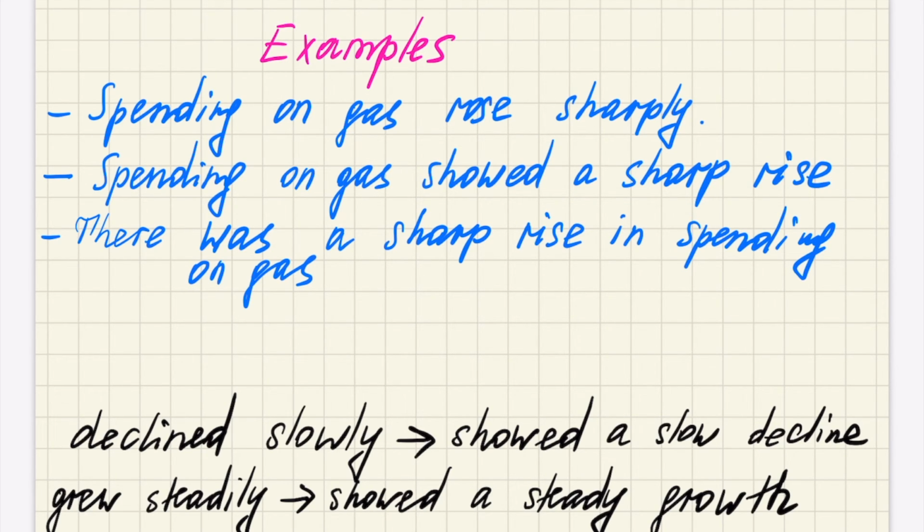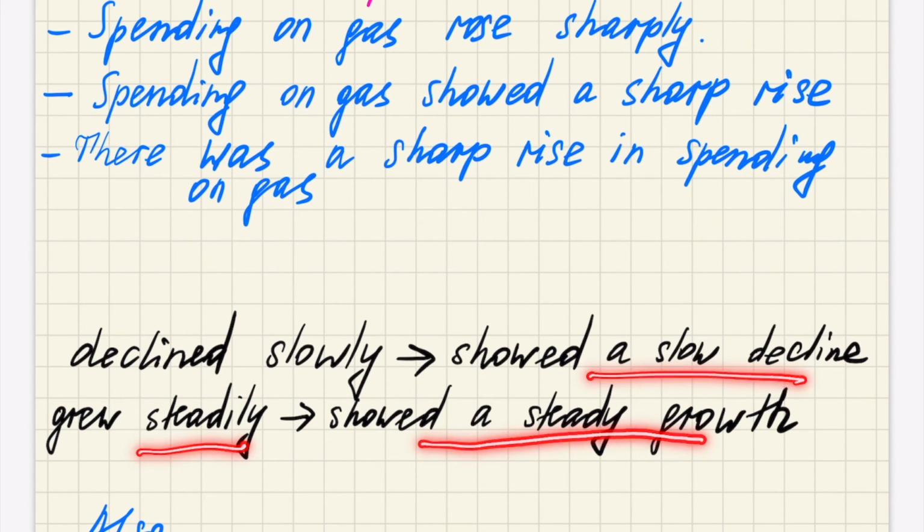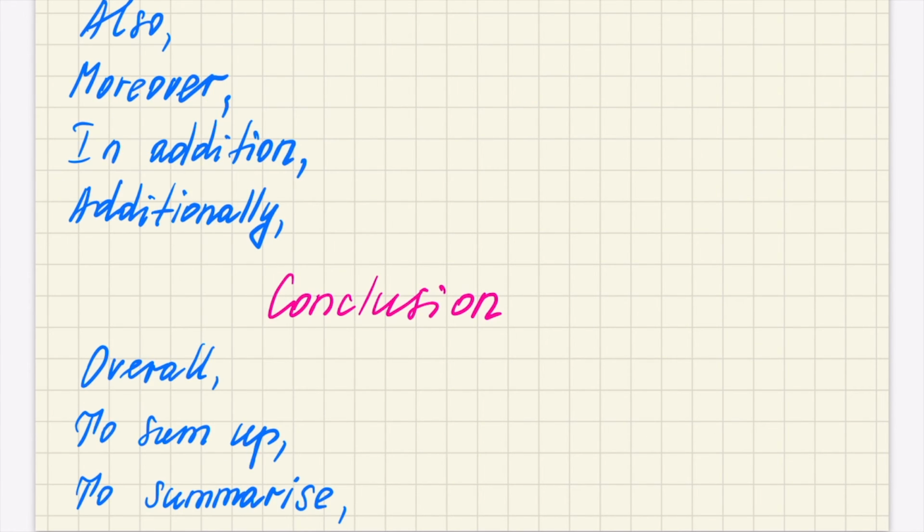There was a sharp rise in spending on gas. So a sharp rise in spending on gas, also more words. If you need, you can also use this structure and apply these tricks during IELTS writing task 1. Also decline slowly, showed a slow decline, grew steadily, showed a steady growth. Also when we start another sentence, we have to put additional words such as also, moreover, in addition, and additionally. And further we can just describe what exactly is shown on the graph and provide the following information.